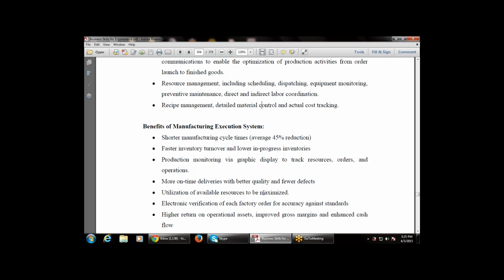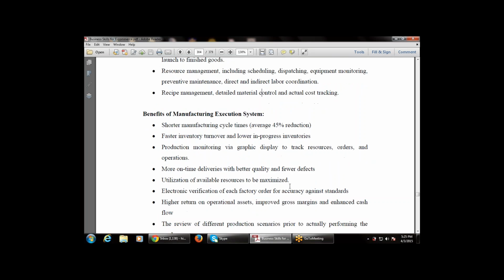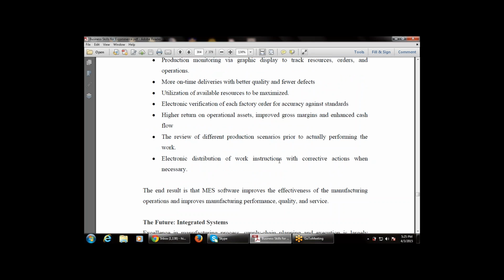Then faster inventory turnover and lower in-progress inventory. Faster inventory turnover means there is a high stock turnover and low in-progress inventories. Then more on-time deliveries with better quality and fewer defects. Then utilization of available resources is maximized, that is, there will be proper utilization of the available resources. So these are the benefits provided by the MES.